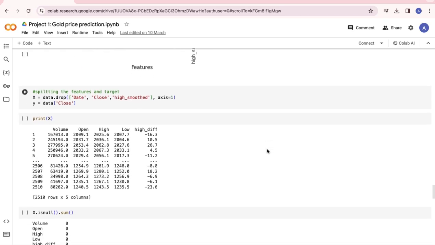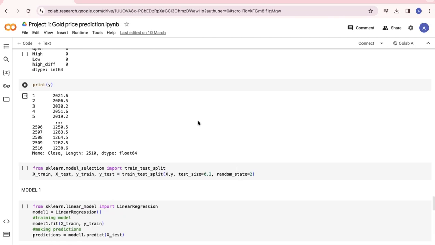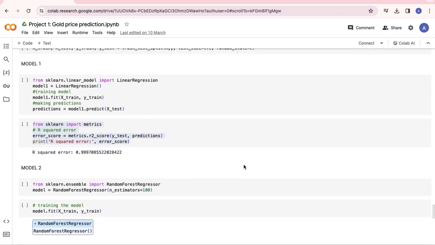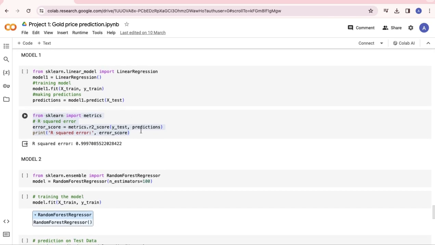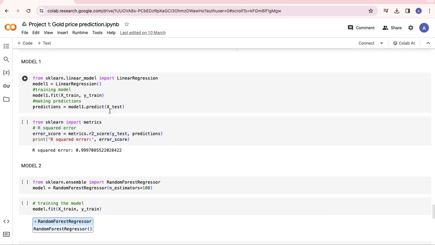Then for the model training, I split the data into features and target. Then I print the result as well. Then I create my first model. For this model, I use linear regression from the library sklearn. Then I make the predictions and I calculate the r-squared error for the same. An error value of 0.099 is a very good indication that our model has made very good predictions.